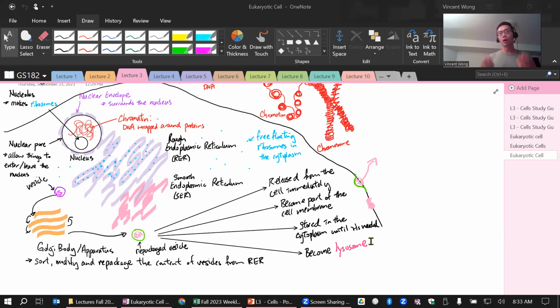Maybe a cell has engulfed some food particles. Maybe if we are talking about white blood cells, it would be engulfing some kind of bacterium. So whatever comes into the cell that needs to be broken down, it will go to the lysosome, and the lysosome will use the enzymes that are in it to basically break down the bacteria, break down the food particle, and so on and so forth.